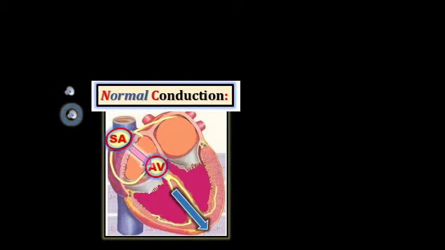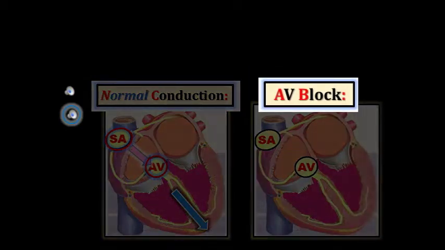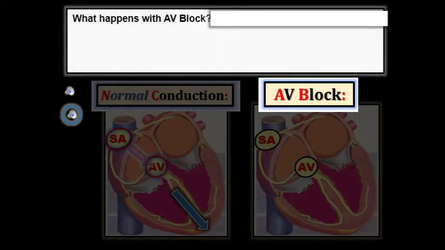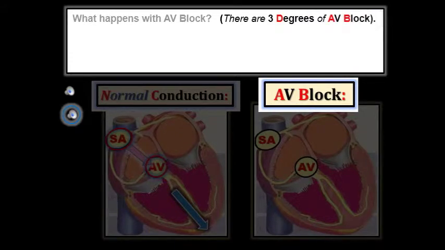That's normal. What then happens when there is AV block? To answer this, let's think about the 3 degrees of AV block. The possibilities are that passage of the atrial impulse may be delayed in getting through the AV node, that some atrial impulses may get through but others don't, or that none of the atrial impulses get through to the ventricles.